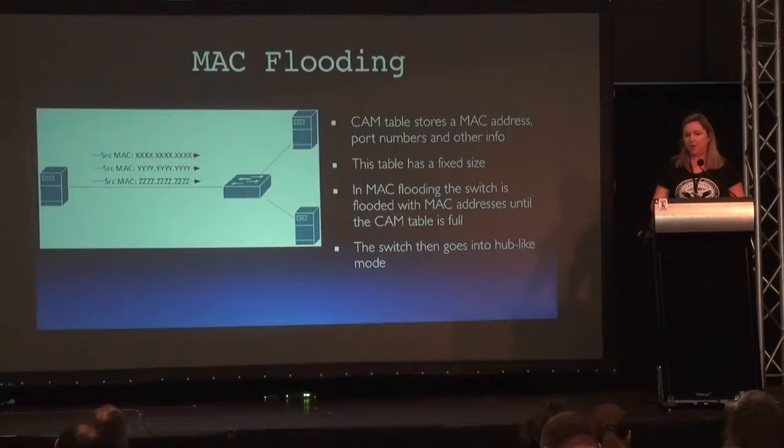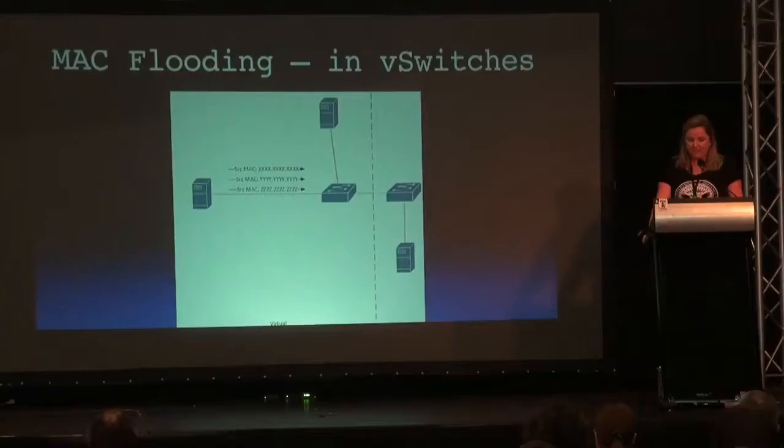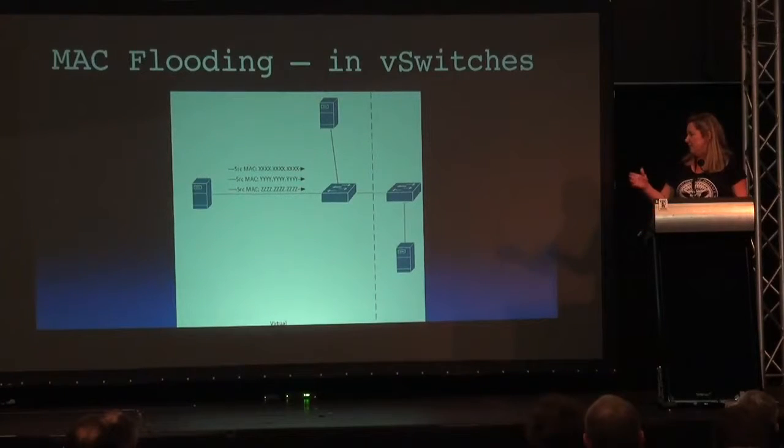Once the CAM table's full, the switch will go into hub-like mode and start broadcasting out all the ports. So in vSwitches, testing this against vSwitches is very similar. So there's a dotted line there. I don't know if the color's showing up well.